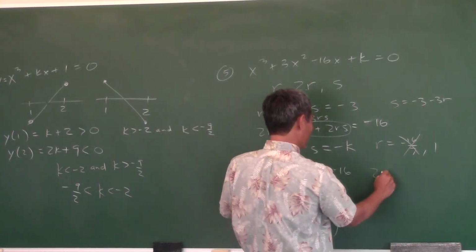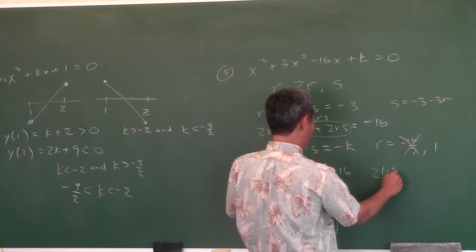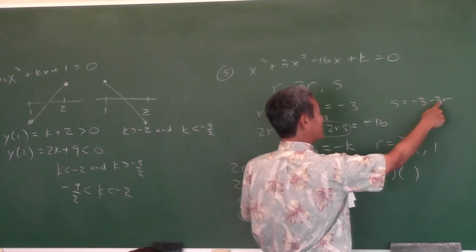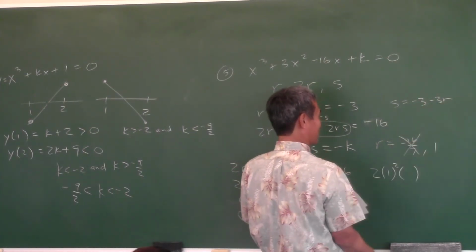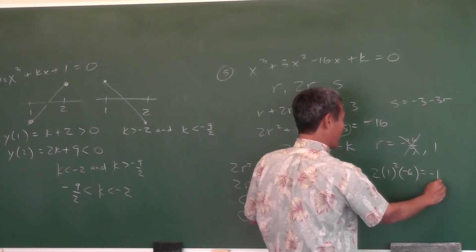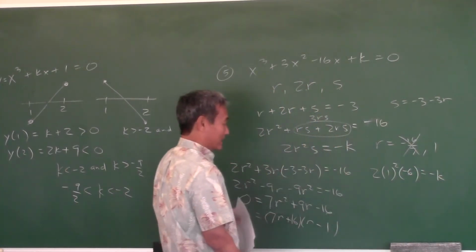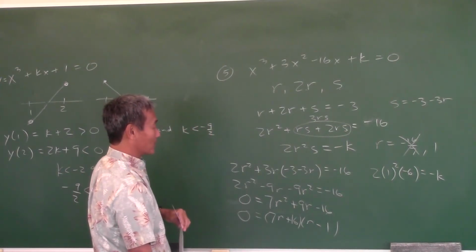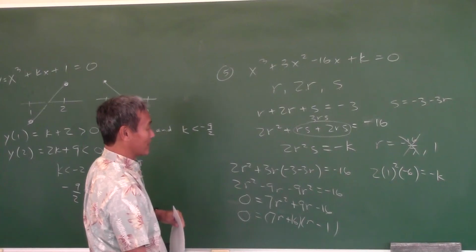So 2 times r squared times s. What is s equal to? Negative 3 minus 3r. But if r is 1, what is s? Negative 6. That's equal to negative k. Can you figure out what k is? Yes, multiply both sides by negative 1. I will leave that to you.